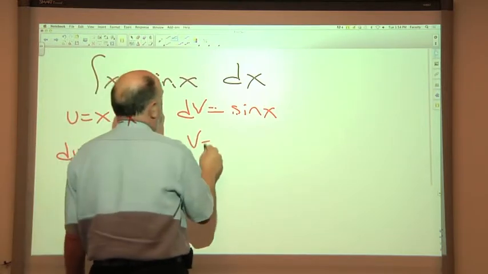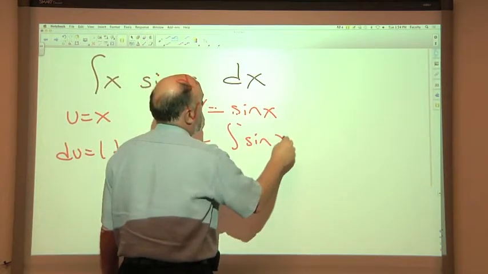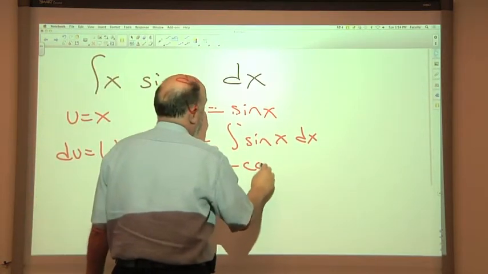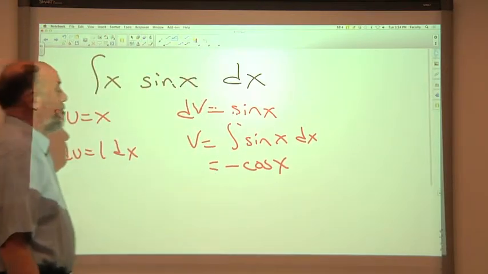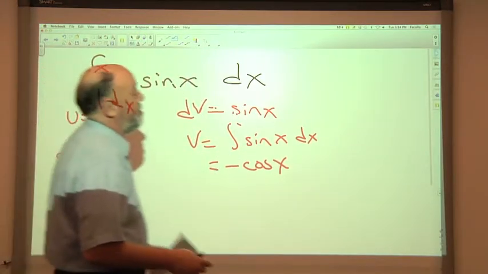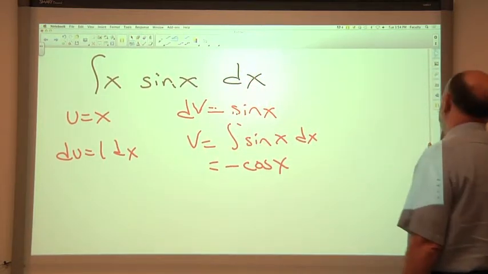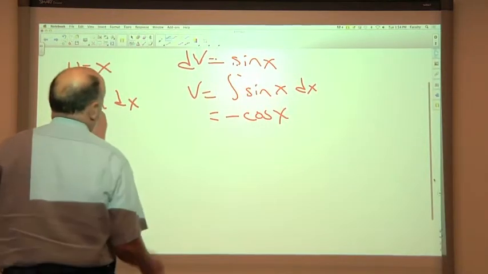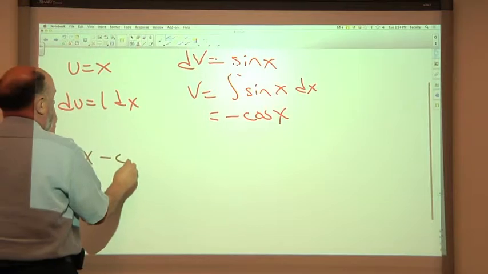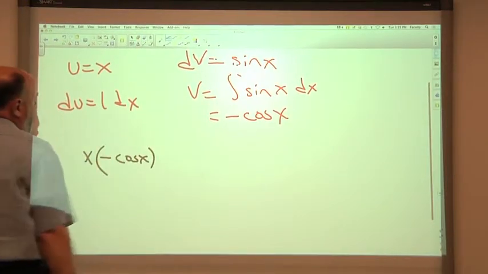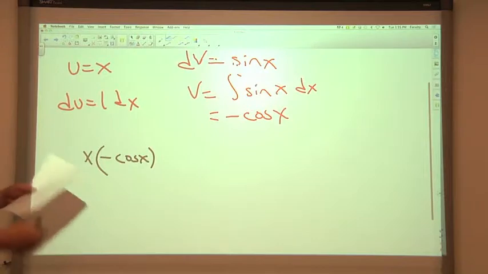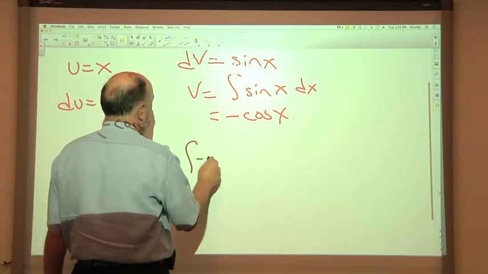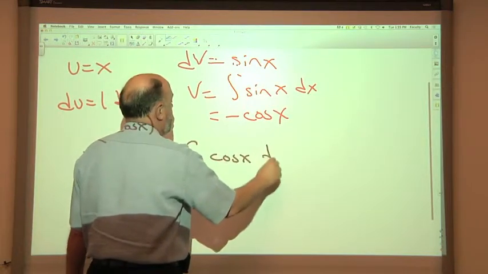We differentiate x, we just end up with 1 dx, or just dx. And if we integrate sine, we end up with a minus cosine. So now we can put this into our formula for integration by parts. And so we end up with u times v, so x times the minus cosine x. And we need to put that in parentheses at the moment because that is multiplying and not a subtraction. Minus the integral of negative cosine x dx.